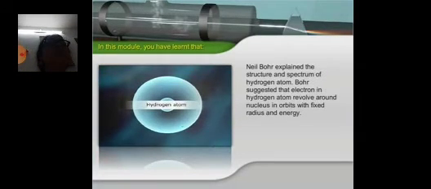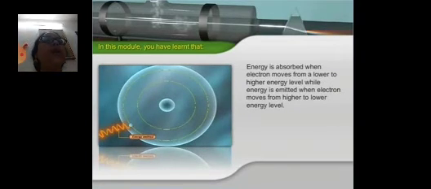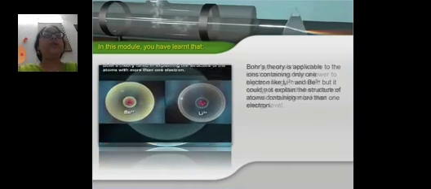Niels Bohr explained the structure of spectrum of hydrogen atom. Bohr suggested that electron in hydrogen atom revolve around the nucleus in orbits with fixed radius and energy. So each energy level or orbit corresponds to a particular value of principal quantum number, where n has a value 1, 2, 3, and so on. Energy is absorbed when electrons move from lower to higher energy level, while energy is emitted when electron moves from higher to lower energy level.